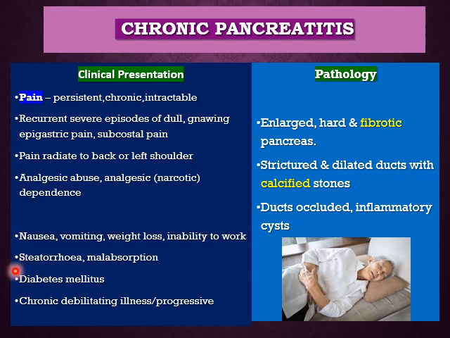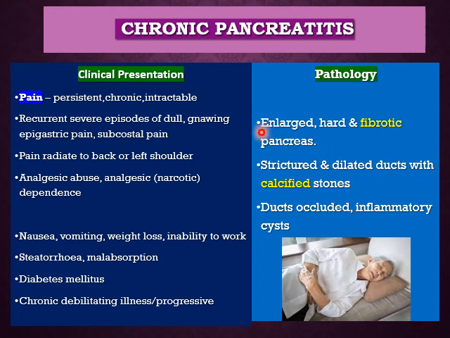Malabsorption and steatorrhea, diabetes mellitus, and the important thing about this disease is that it is a chronic debilitating illness which is progressive. Okay, here is a patient with chronic pancreatitis with chronic upper abdominal pain, loss of weight, and the patient looks very miserable. Now, what are the pathological changes that take place in the pancreas in chronic pancreatitis?